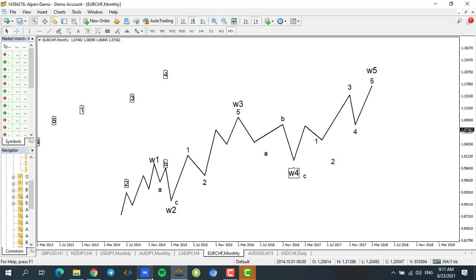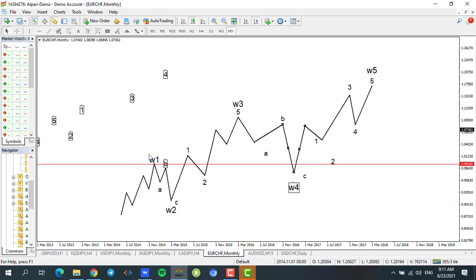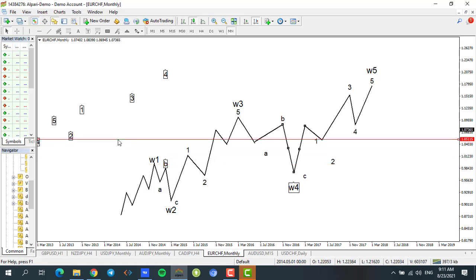So let's do this. Today I'm going to talk about the things that we should do if our fourth wave enters the territory of our first wave, like this. Here's the high of the W1. The W4 has broken out this line. And as you know, it's an Elliott wave rule that the W4 shouldn't enter the territory of W1.